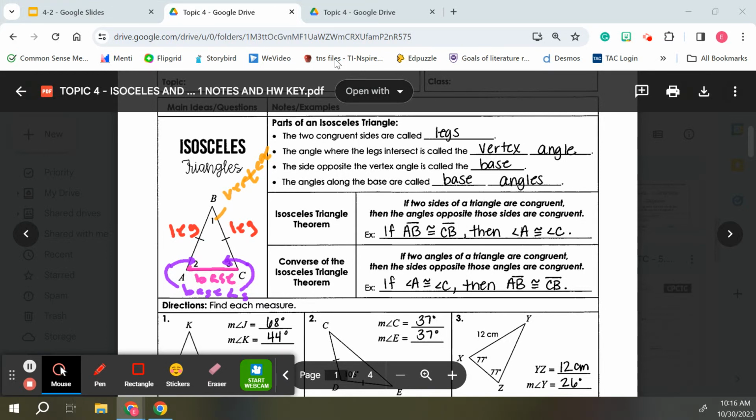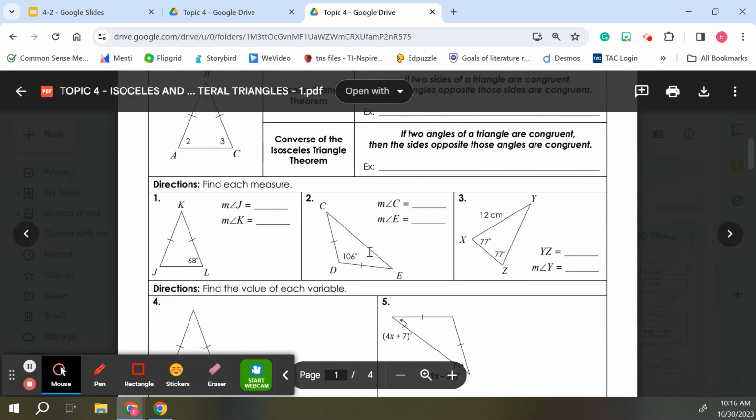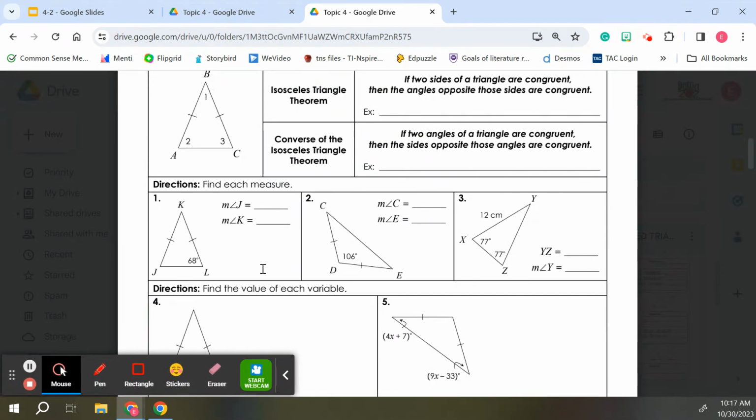All right, so let's take a look at number 1. We're going to identify each angle measure that's missing. These are our isosceles triangles. So K is our vertex angle, so I'm just going to mark that with a little vertex. That means J and L end up being congruent.